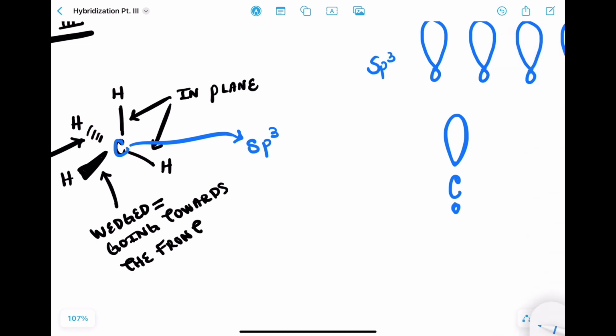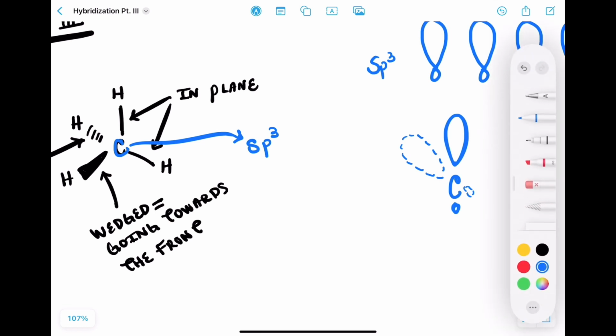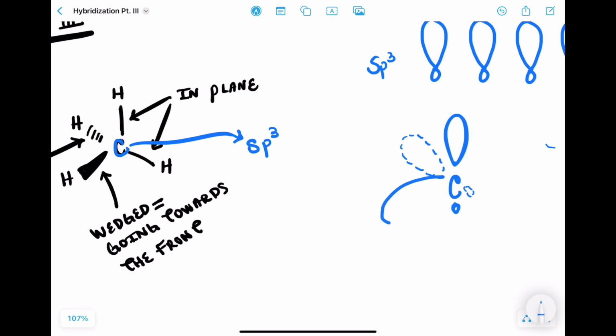So I'll draw an sp3 orbital, but this time I'm going to make it dashed to indicate that that hybrid orbital is going towards the back. And then we have another wedged sp3 orbital. So I'll draw it a little bit thicker to indicate it's coming out at us towards the front, right? And then lastly, we have another sp3 orbital in plane. These two are in plane.